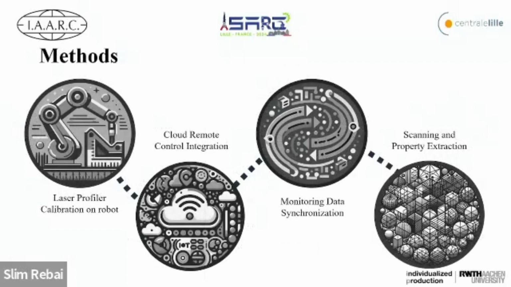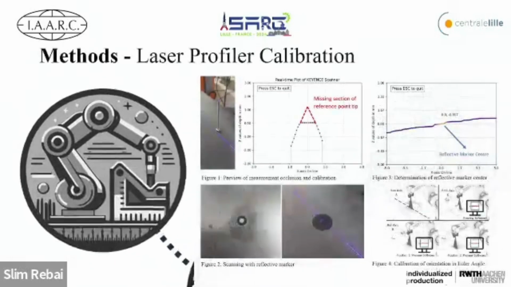Okay, so in total, now I will go through these four methodologies that at the end become the product itself. First, the physical integration. I was talking about this robotic arm integrated with a laser profiler. The first thing you do when you put a laser tool on a robot is, as you know, to calibrate its tool center point.